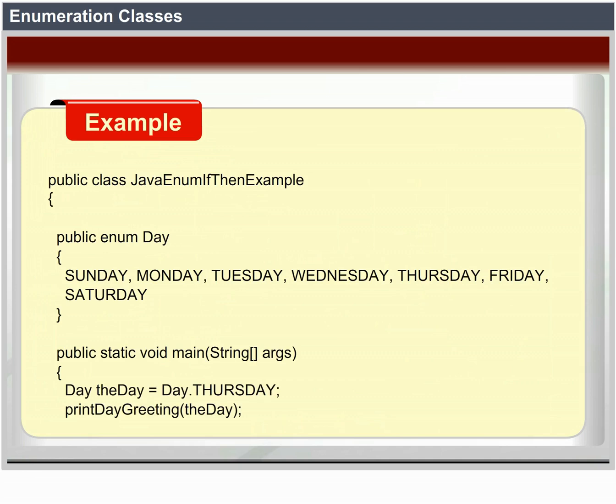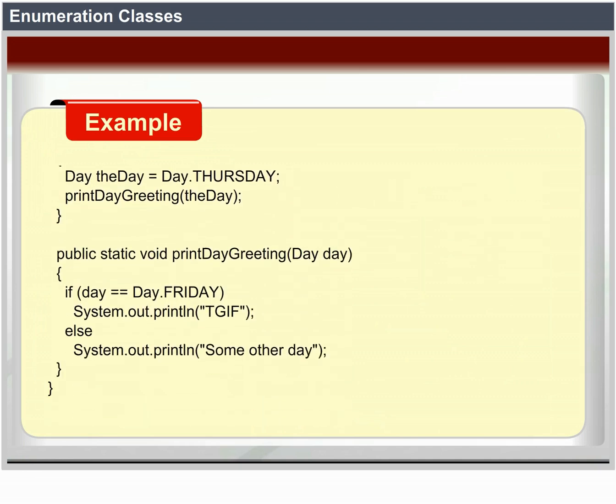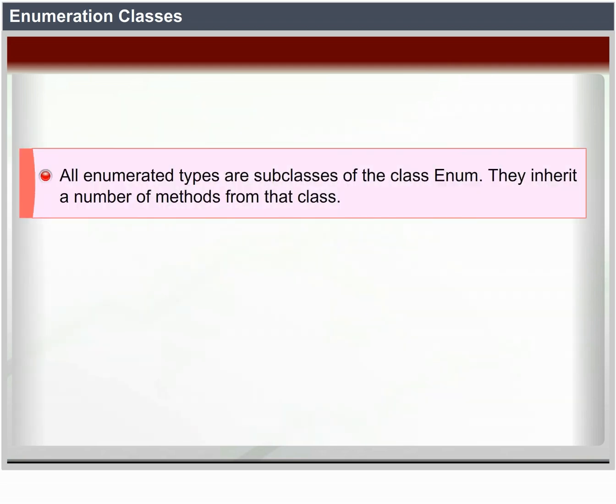Example: all enumerated types are subclasses of the class Enum. They inherit a number of methods from that class.